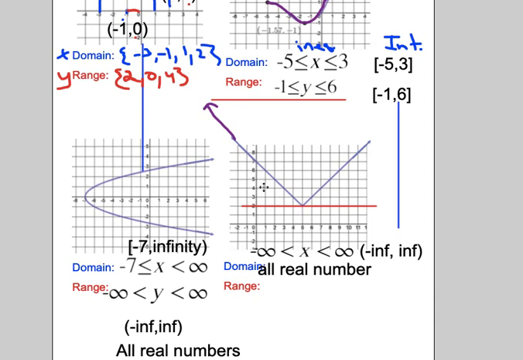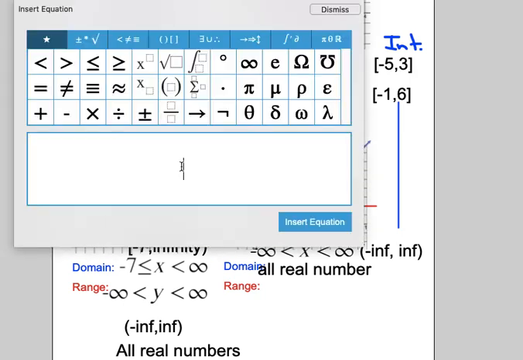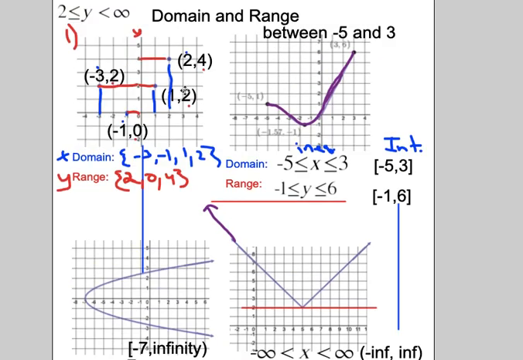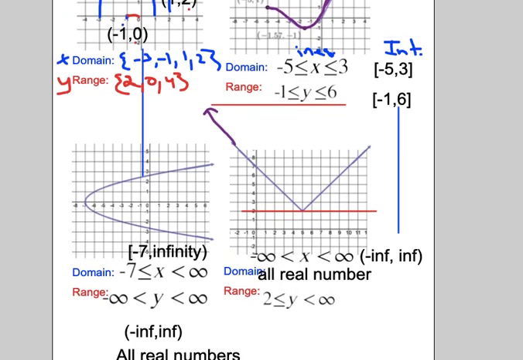So it's everything from 2 to infinity. So the lowest is 2, and we do hit 2, so we're going to include the equal sign. This is the range, but the highest it goes is infinity. Interval notation is going to look like this. The lowest it goes is 2, the highest it goes is infinity. Always use parentheses with infinity.